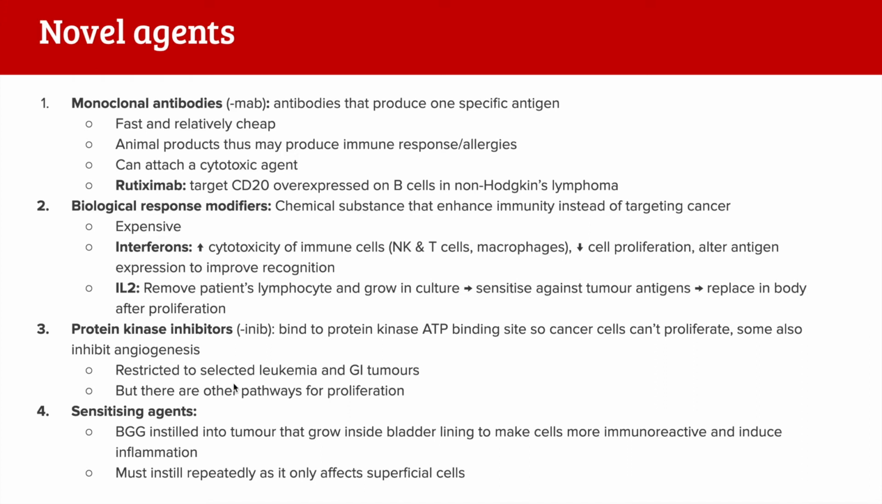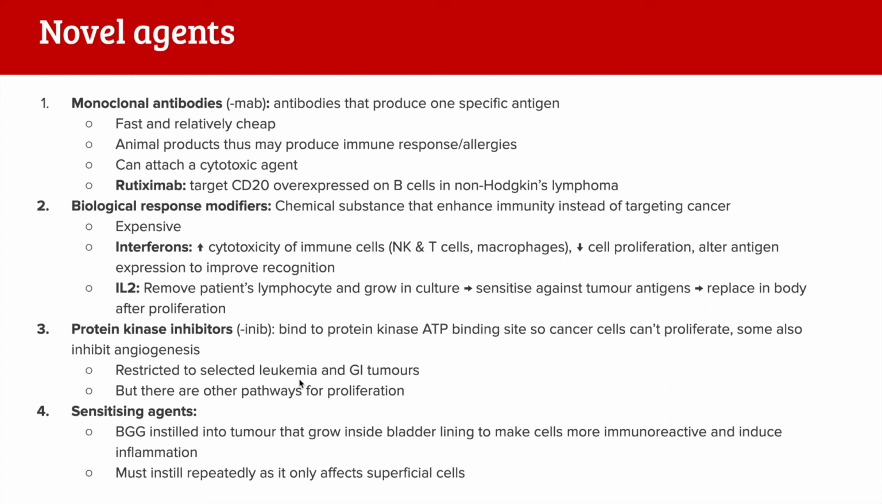And these drugs are restricted to selected leukemia and GI tumors. But the problem is that there are also other pathways for proliferation of cancer cells, so they may be able to find a way around this, like without having to use protein kinase or something like that.